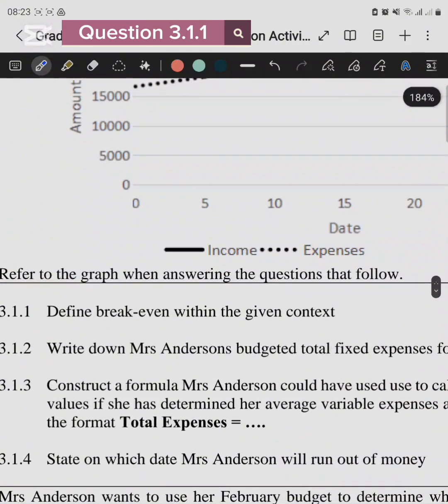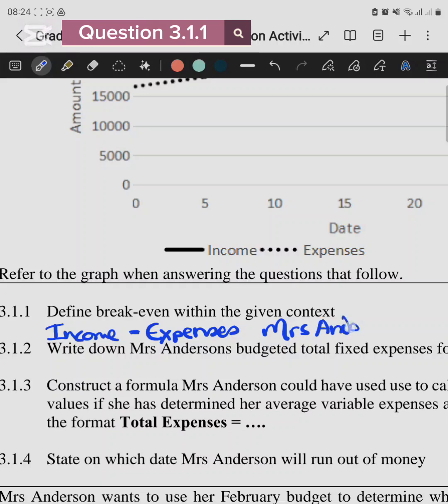For the break-even point in the context, you need to specify that it will be when her income will be equal to her expenses, and it needs to relate to the context. So in this case, you would need to specify the fact that this is about Mrs. Anderson. So you could say it will be the point where Mrs. Anderson's income is equal to her expenses, or something along those lines.